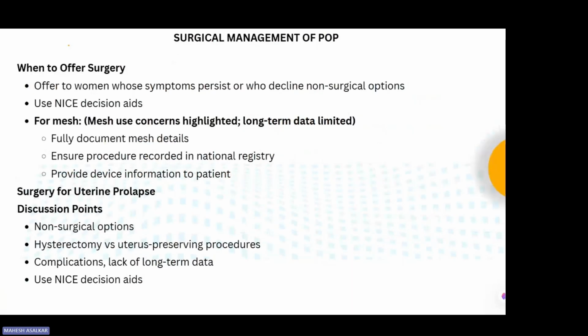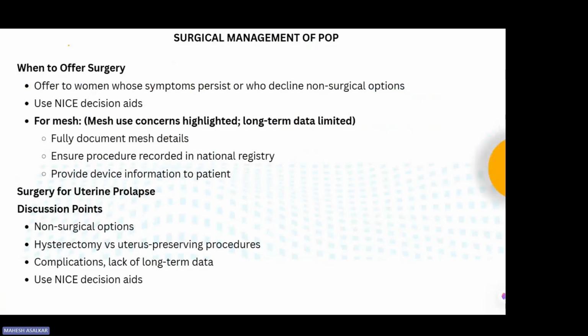Okay. Now coming to the surgical management of pelvic organ prolapse. So when to offer the surgery? Offer it to women whose symptoms persist or who decline non-surgical options. Okay. So the patient should be symptomatic, or the non-surgical options have failed, or the patient has declined the non-surgical options. Okay. You will always use a PDA, that is a patient decision-making aid. For mesh, always discuss the mesh concerns, and you need to highlight that the long-term data about the use of mesh is limited. Fully document the mesh details, ensure the procedure is recorded in the national registry, and provide device information to the patient.